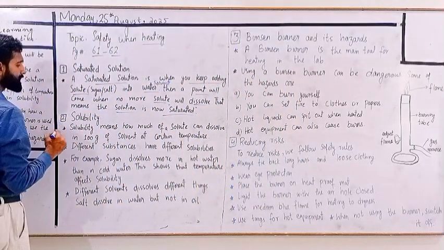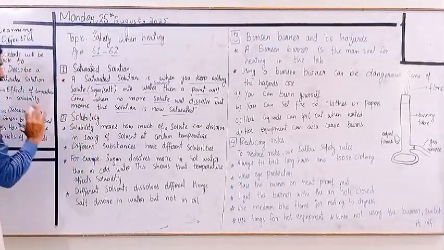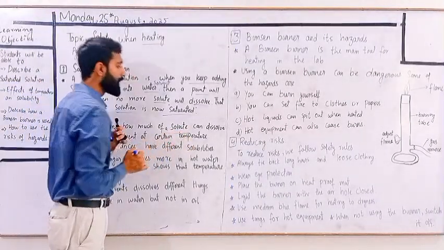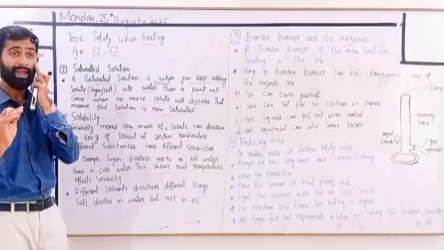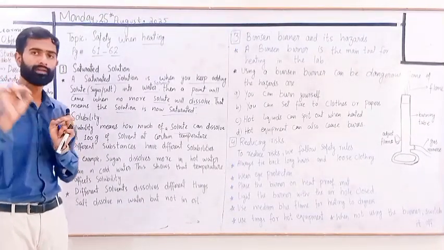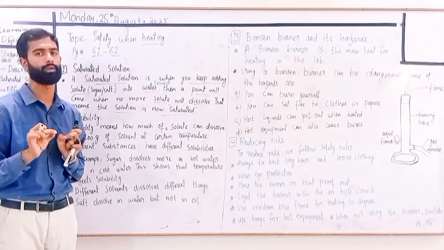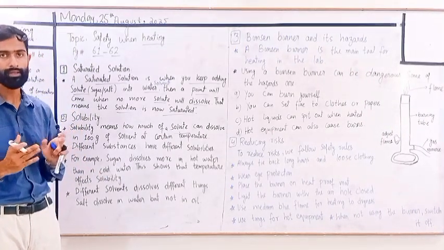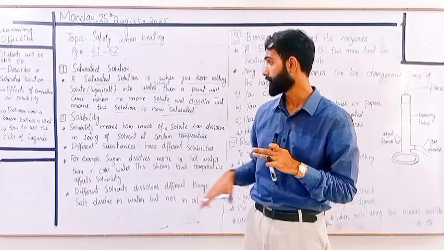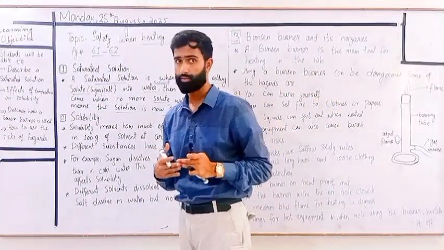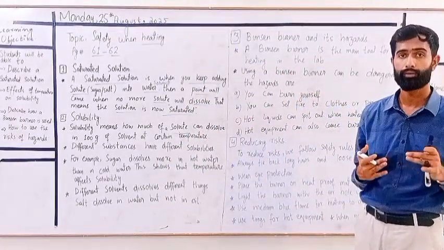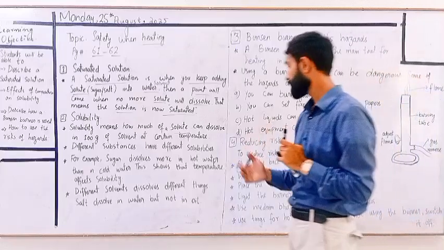The next heading is solubility. What is solubility? Solubility means how much solute can dissolve in 100 grams of solvent at a certain temperature, as we discussed in the previous lesson as well. So we know that different substances have different solubility levels.